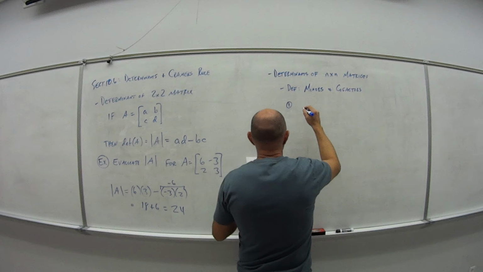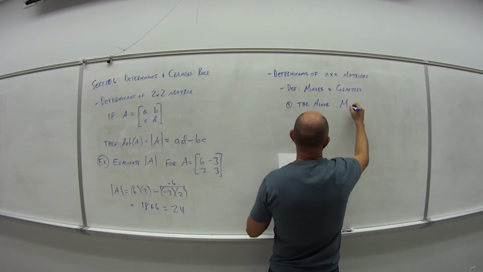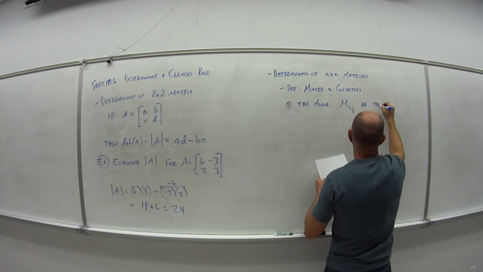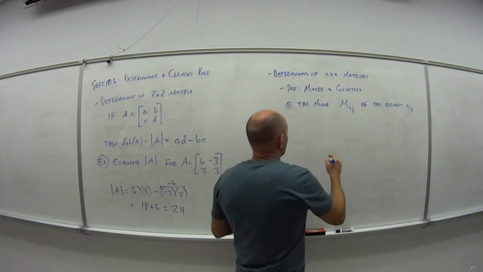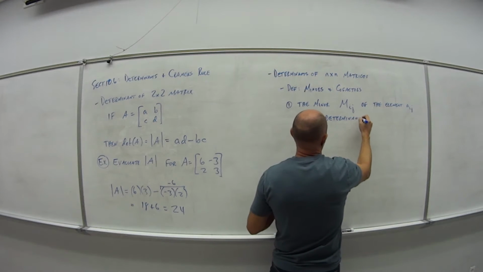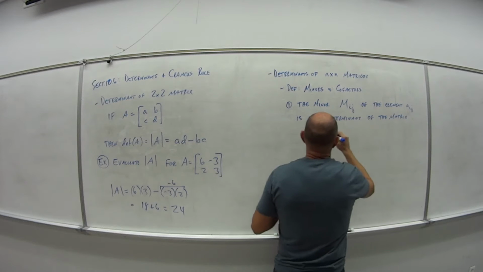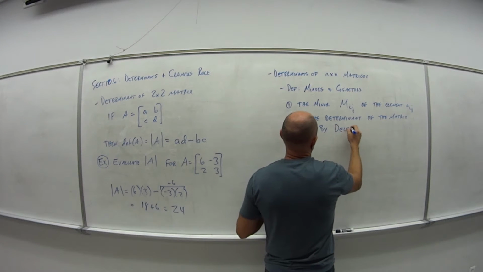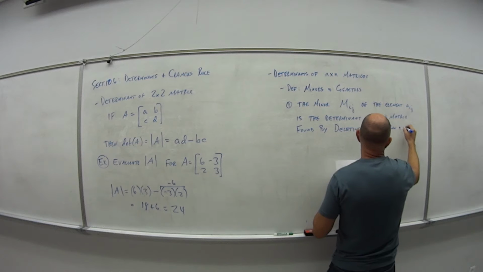So first, the minor, because of minor we're calling it M, Ij, of the element Aij is the determinant of the matrix found by deleting the ith row and jth column.